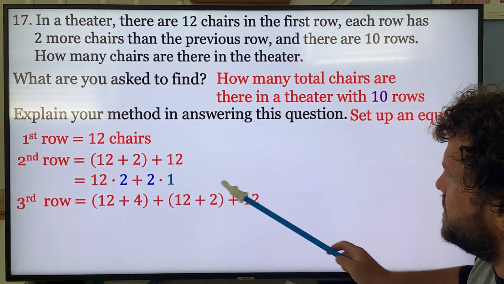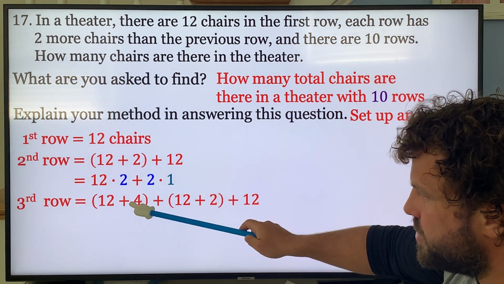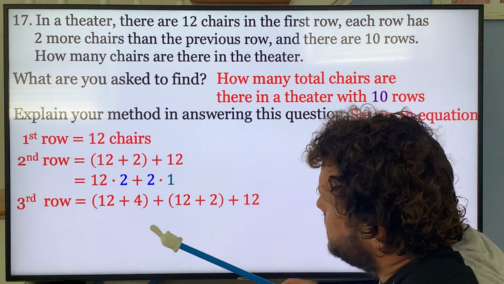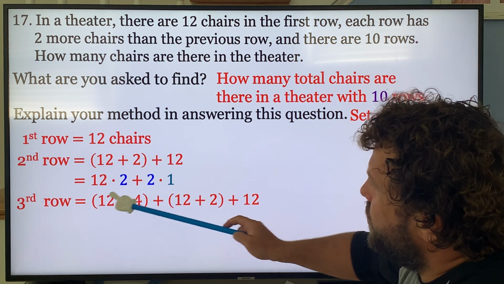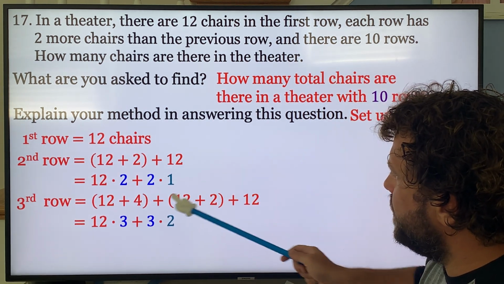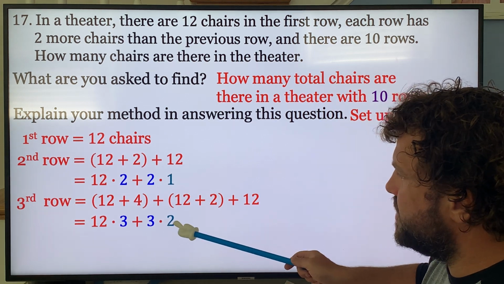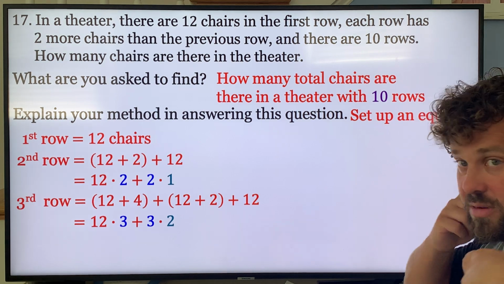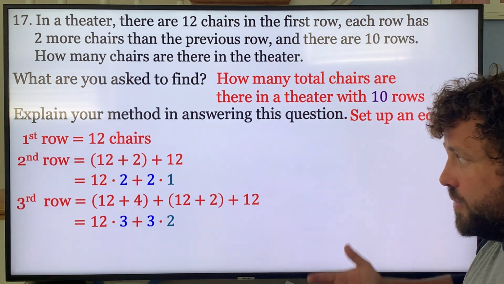First row, second row, third row is 12 plus 4. So now I'm looking for the total. I got 1, 2, 3 12s, and then I have 4 plus 2, which is 6, which is the same as 3 times 2. I'm looking for this 3 number, because that 3 number is going to be my n, my number of rows.